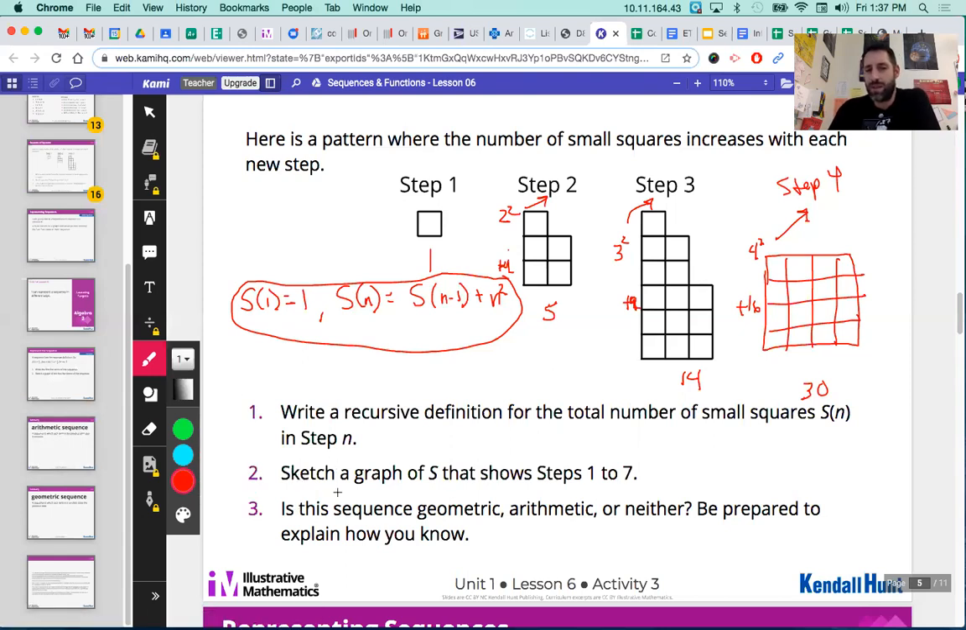Now, for this sequence, they're asking, is it geometric, arithmetic, or neither? While we are adding something each time, it's not the same thing that we're adding, so it's not arithmetic. While squaring a number is multiplying the number times itself, we're not multiplying that times the previous term. So this one's actually going to be a neither. It fits in the neither category because it does not fit the definition for geometric or arithmetic.